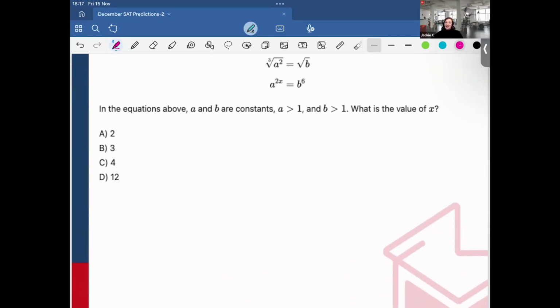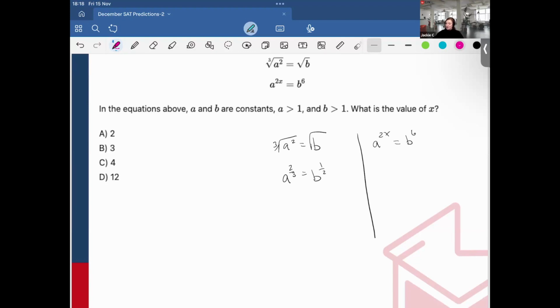Okay, so let's look at this amazing exponent problem. First thing here is I would always convert these, just like I did in the previous ones, into their exponential form. So this is the same as a to the 2/3 equals b to the 1/2. And then the other one, there's nothing to do, because a to the 2x equals b to the 6.